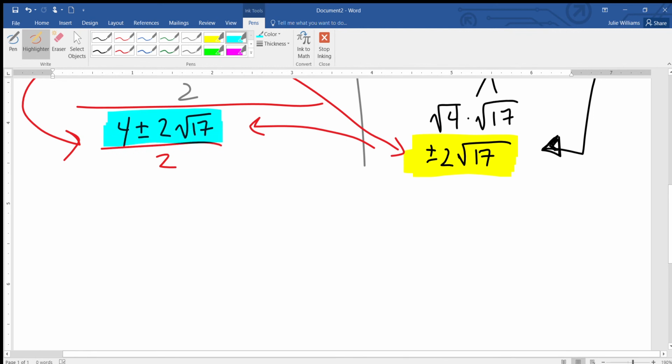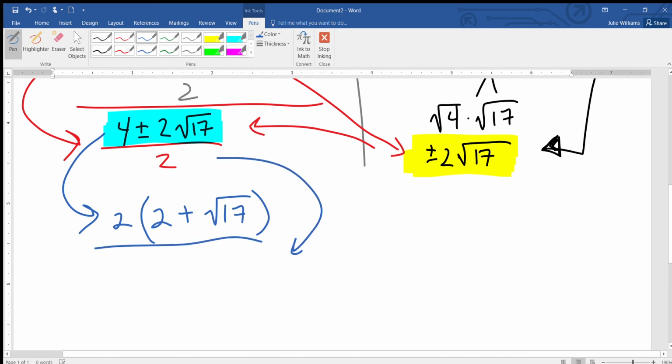Okay, 4 plus or minus 2 times something. This is the square root of 17, but if it helps to think of it as a variable, you can think of it that way. Factoring out the greatest common factor. Well, 4 and 2 definitely have a factor of 2, right? So I'm going to rewrite that expression as 2 parentheses 2 plus the square root of 17. And then don't forget to write the denominator, 2. And you can see that the two aqua expressions are equivalent.